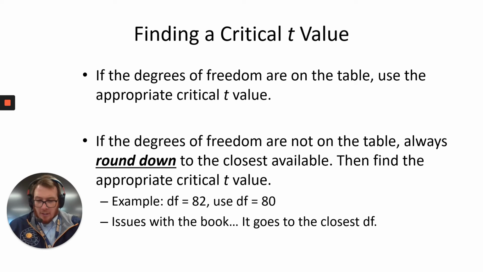If you look on the left side, the degrees of freedom kind of go by ones for a long time until you get to around 40, and then it kind of goes by fives, and then by tens, and then by hundreds. I think it's probably better to round down for your degrees of freedom if it's not in there. So for example, if 82 is the degrees of freedom, I would use 80. Your book tends to go to the closest one. So if you notice that you're off by a little bit, just go to the closest one and that might solve your issue. A lot of times it's the same, and so it won't be as big of a problem on some of these scenarios.